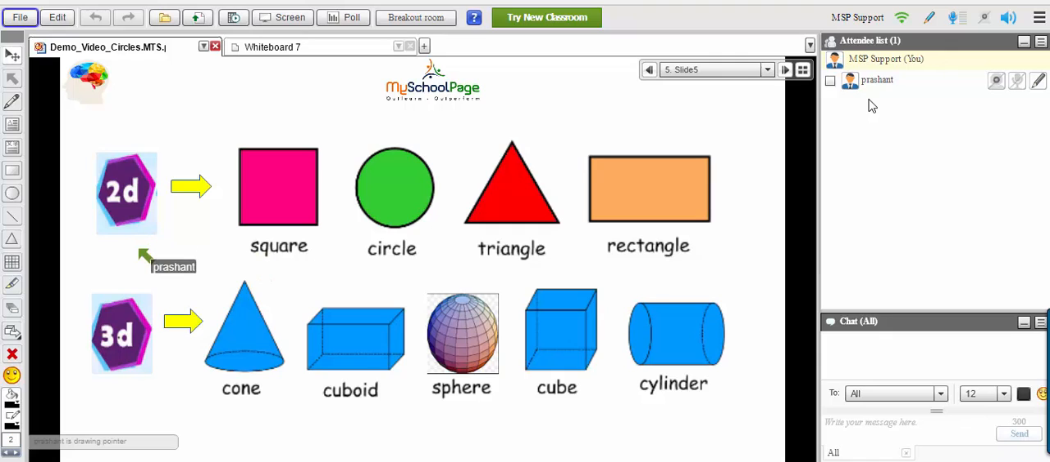And this is the difference between 2D and 3D. You can see in 2D, there are only two dimensions, so only length and breadth. But in 3D, you can see there is a height also. So in a circle, there is no height. We can say a circle is two-dimensional.